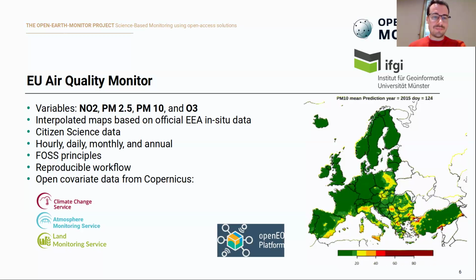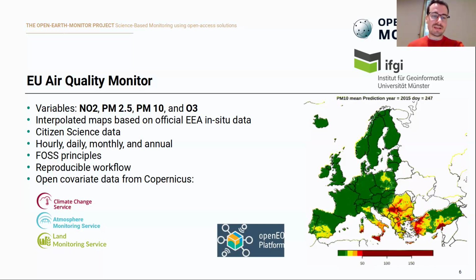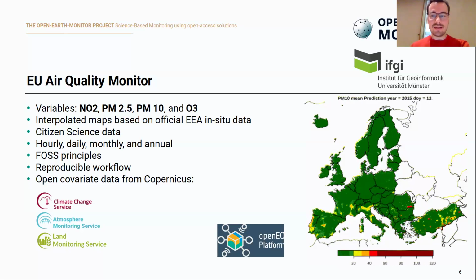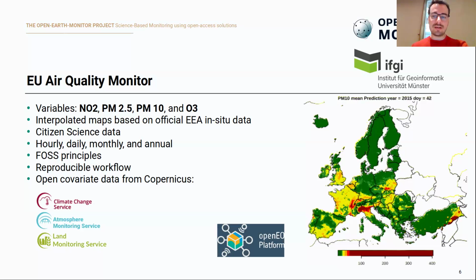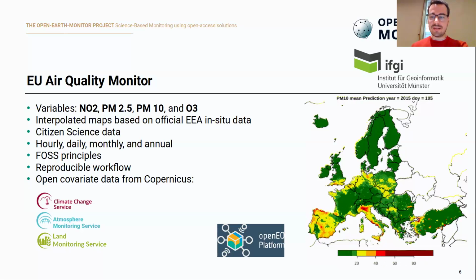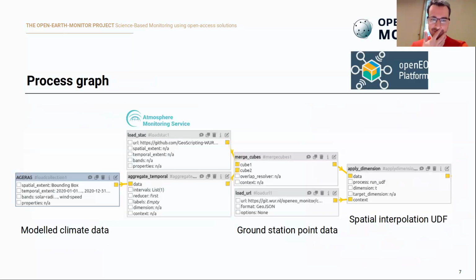And it is based on interpolating the ground station data, but making use also of European data from the Copernicus services: the Copernicus Climate Change Service, the Copernicus Atmosphere Monitoring Service, and also the Copernicus Land Monitoring Service. It's all based on free and open source software, and it is running both in R locally and also implemented on openEO using UDF in Python.